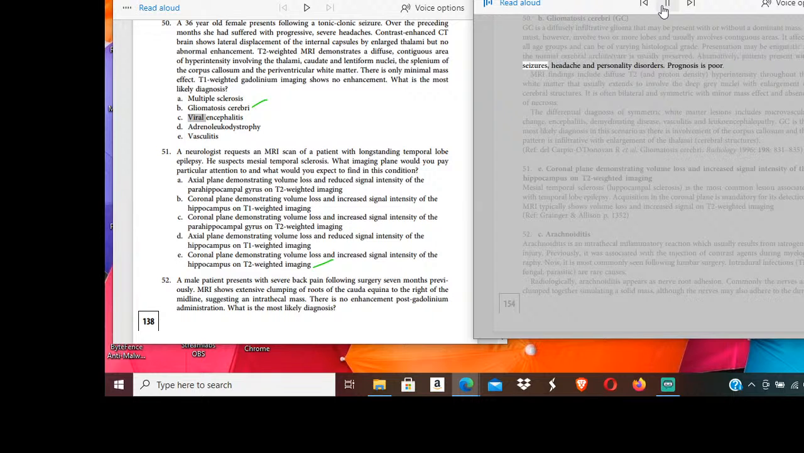Alternatively, patients present with seizures, headache, and personality disorders. Prognosis is poor. MRI findings include diffuse T2 and proton density hyperintensity throughout the white matter that usually extends to involve the deep gray nuclei with enlargement of cerebral structures. It is often bilateral and symmetric with minor mass effect and absence of necrosis.